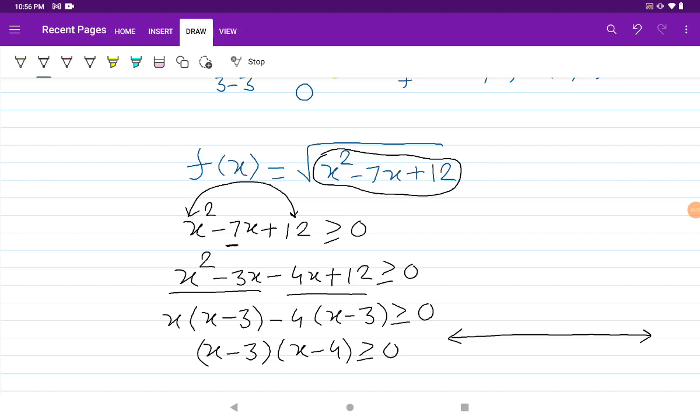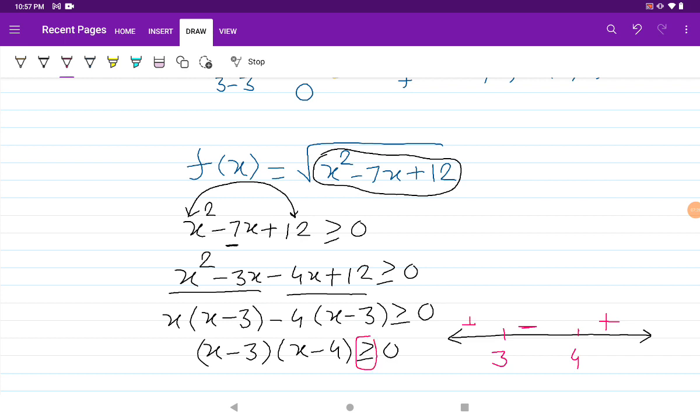So just put these values on the number line. Suppose here we have 3 and here we have 4. So these are the critical points. Now we have to start from the right hand side of the greatest critical point. It goes like this: positive, always start from positive, then negative, then positive, because this inequality is greater than or equal to 0.